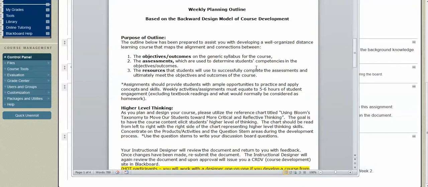This planning outline is based on the backward design model, where you first list your objectives or outcomes, then you find assessments which are used to determine students' competencies in the objectives and outcomes. And finally, you find resources that students will use to successfully complete the assessments and ultimately meet the objectives and outcomes of the course.